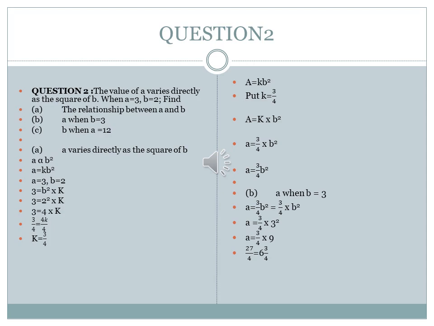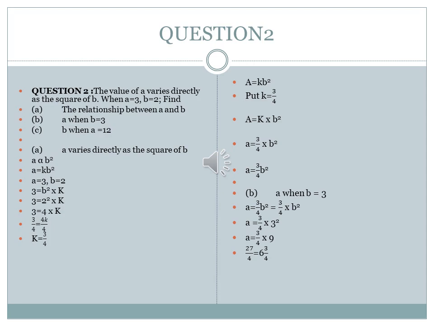Now, A varies directly as the square of B. When you have a question that says the square of B, what it means is B raised to the power of 2. So A varies as B squared. A varies as B raised to the power of 2. So A will be equal to KB squared. So if A is 3 and B is 2, that means anywhere we see A, we will put 3, and anywhere we see B, we will put 2.